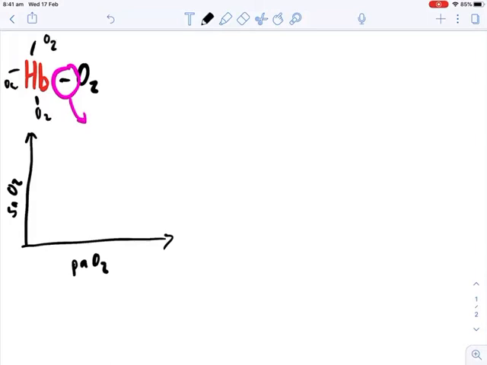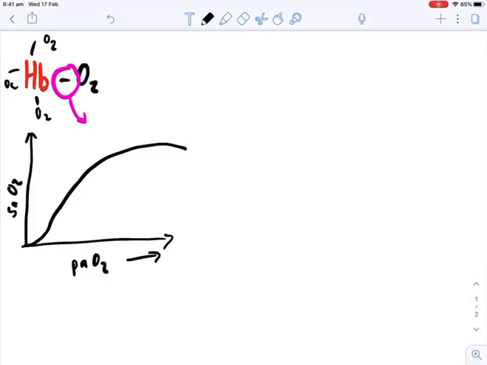So what this curve is, it's just showing that in a normal environment, as our PaO2 increases, so does the saturation of oxygen to hemoglobin, which makes complete sense. As our partial pressure of oxygen in the blood improves, our saturations are going to be higher because there's more oxygen to bind to that HB.